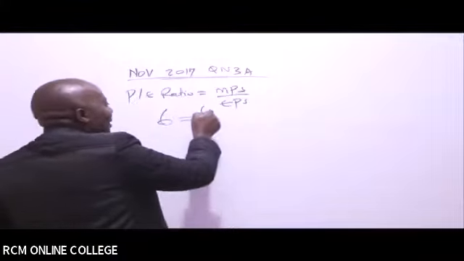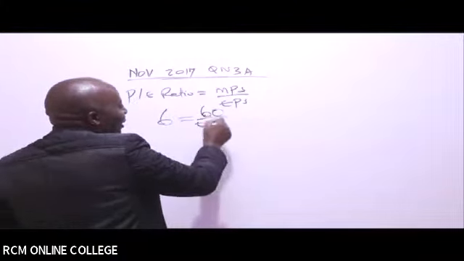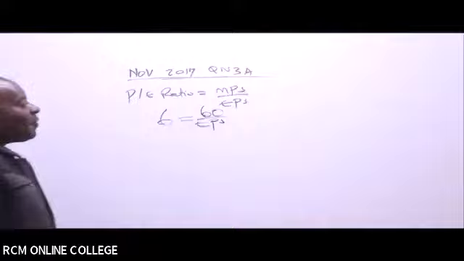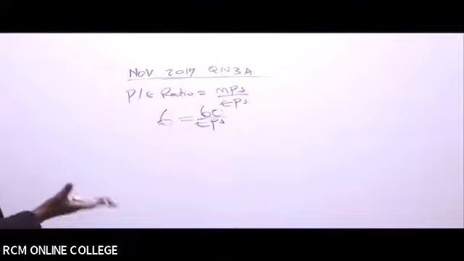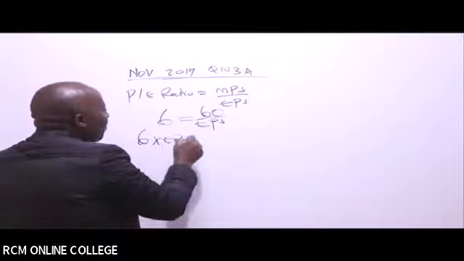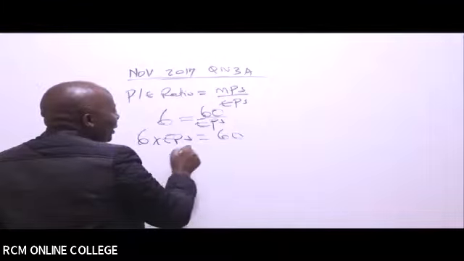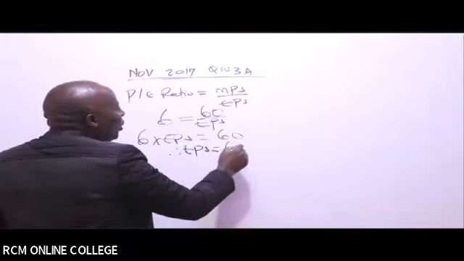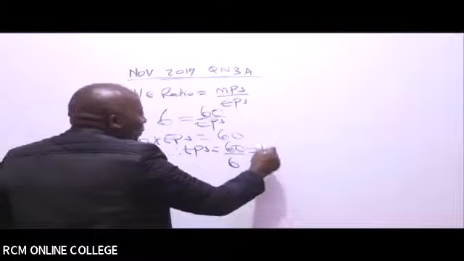So they must have hidden something from me, and I know this must be earnings per share that they haven't given me. So can you kindly go ahead and give me the EPS? Make EPS the subject of the formula. So this will be 6 times EPS equals 60. Therefore, EPS will be 60 divided by 6, which gives me 10.